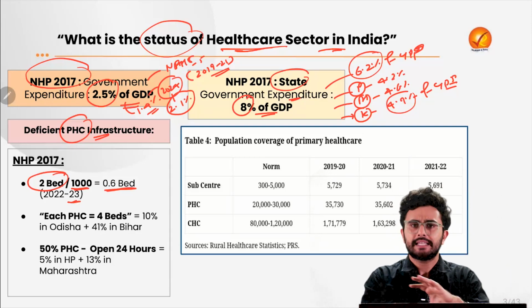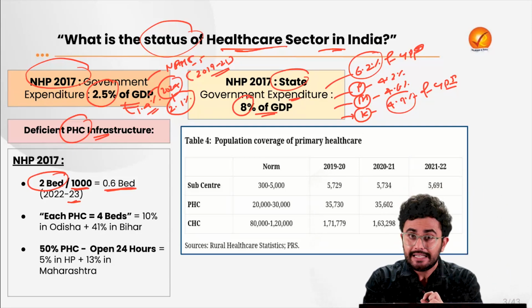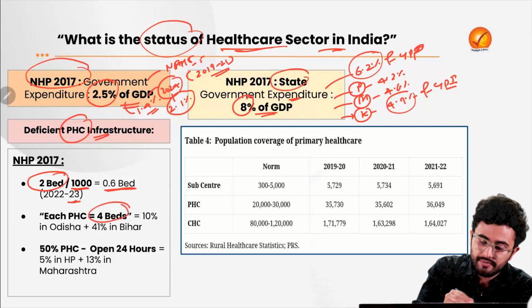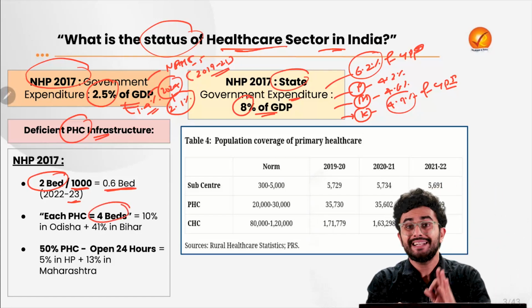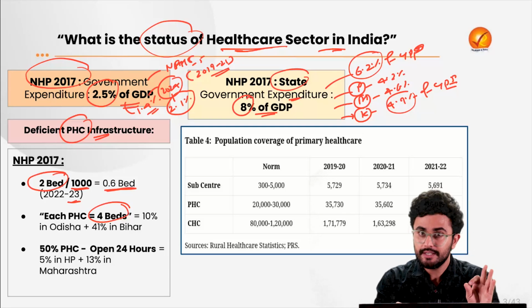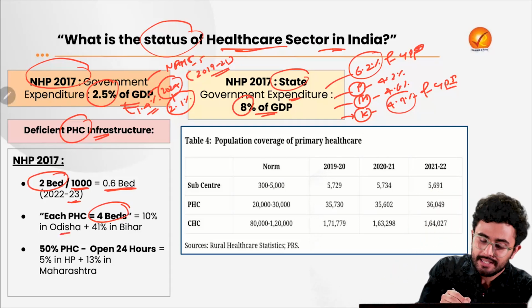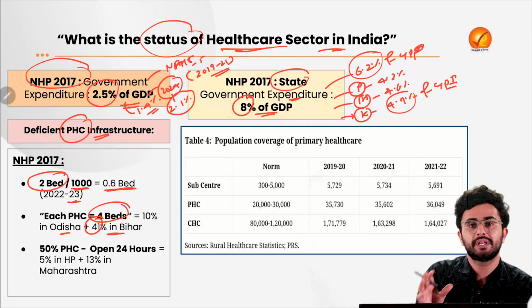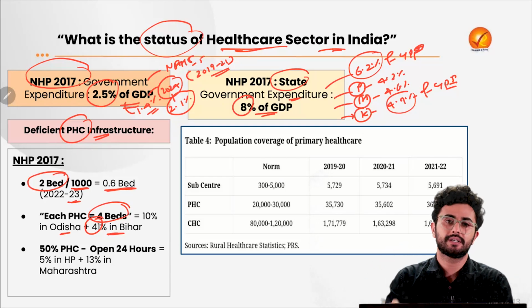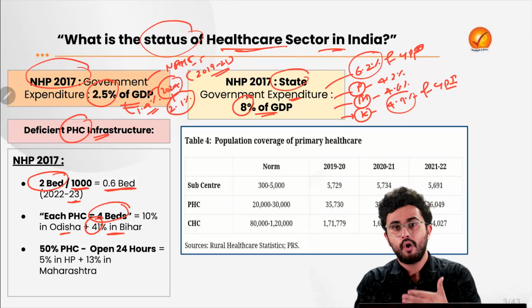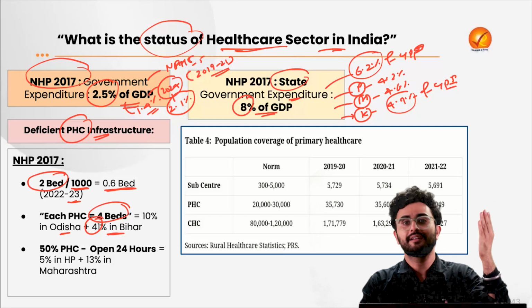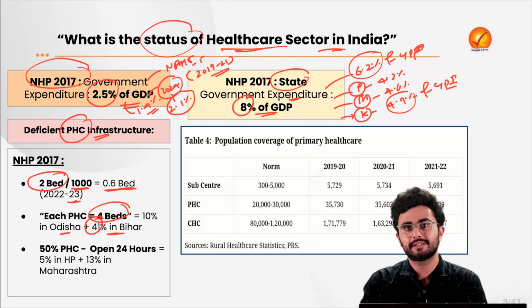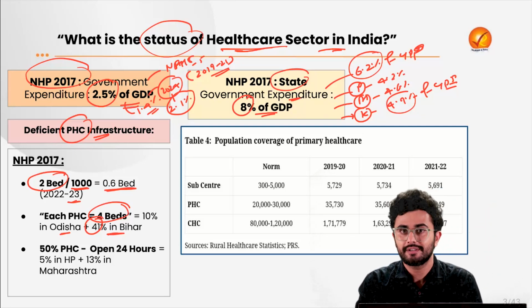Then it is stated that each primary healthcare center shall maintain at least 4 beds for patients. Now, if you look at the state of Odisha, only 10% of the PHCs have these 4 beds, and 41% of the PHCs in Bihar have these 4 beds. So obviously the fault lies with the policymaker. They set such a staggering number of 4 beds in a primary healthcare center. How will that be possible, right?